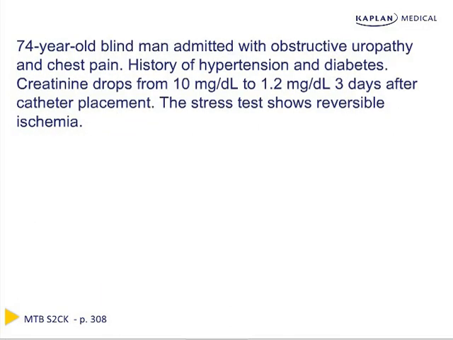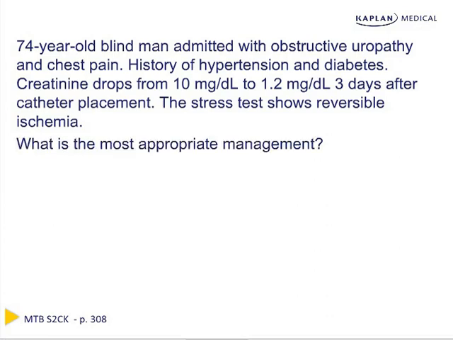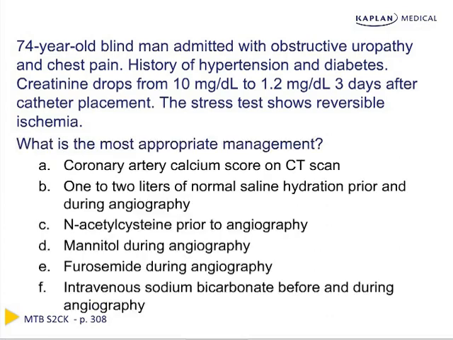Let's take a look at another clinical vignette. Here we have a 74-year-old blind man admitted with obstructive uropathy and chest pain. He has a history of hypertension and diabetes, and his creatinine drops from 10 milligrams per deciliter to 1.2 milligrams per deciliter 3 days after a Foley catheter is placed. Subsequently, a stress test shows reversible ischemia. So what's the most appropriate management?